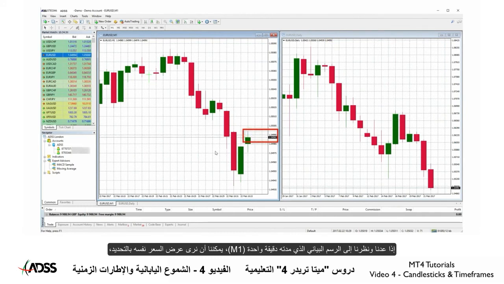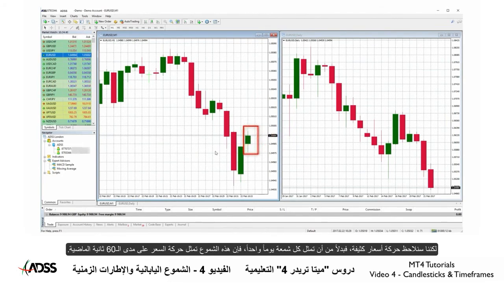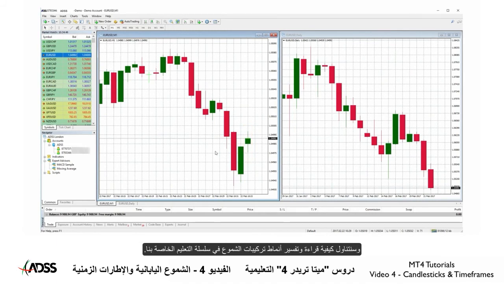If we look back at the M1 chart, we can see the exact same price is being displayed, but we have a lot more movement. Instead of each candle representing 1 day, these candles represent price movement over the last 60 seconds. We will cover how to read and interpret candlestick combinations and patterns in our education series.